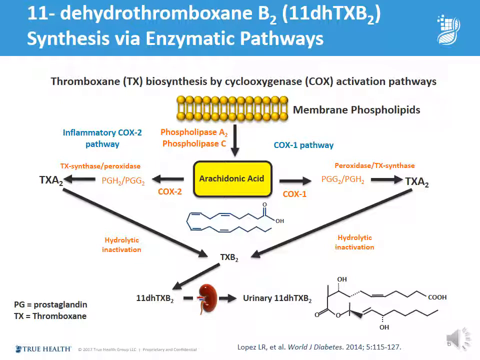Using the cyclooxygenase 1 or COX-1 pathways, arachidonic acid will be converted to thromboxane A2. And thromboxane A2, a very active mediator, will induce platelet reactivity, but very quickly it is converted to thromboxane B2. Now go back to the arachidonic acid molecule in the center, and we're going to move to the left. Using the cyclooxygenase 2 or COX-2 pathways, arachidonic acid is also converted to thromboxane A2, which does its cell signaling and then is converted through hydrolysis to thromboxane B2.